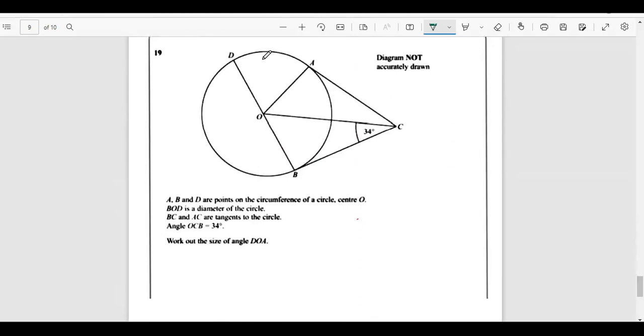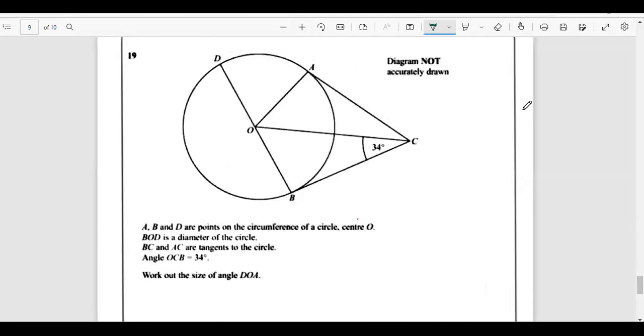Now this is another question for your practice. This time around, we need to work out the angle DOA. So this is the angle. I'll stay quiet. Please try finding it out and I'll give you 2 minutes and then just type the answer.